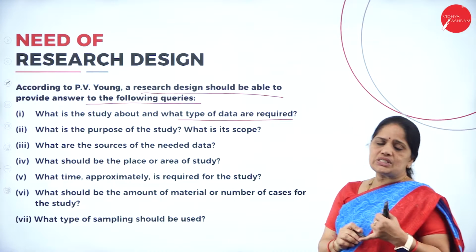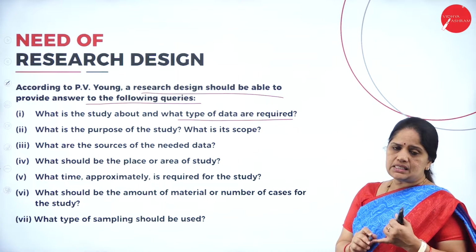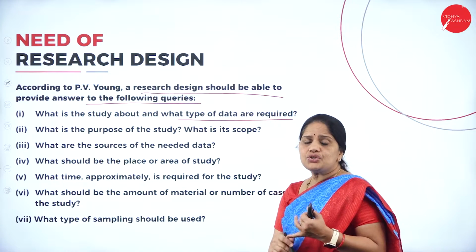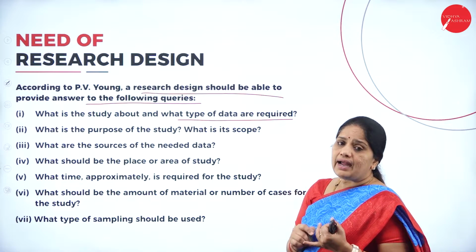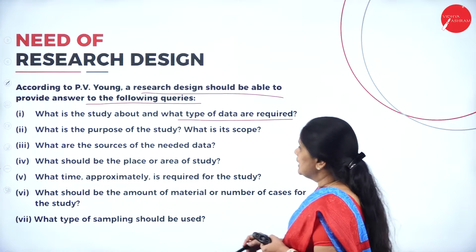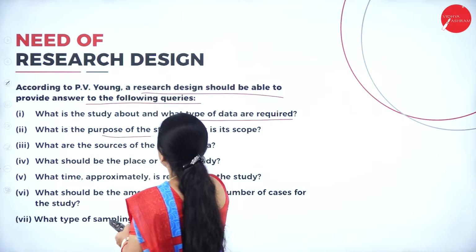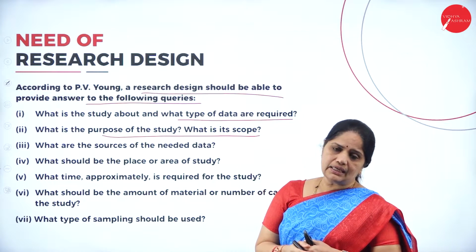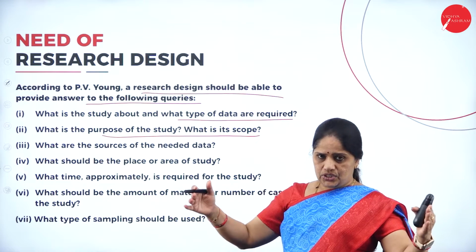So, the first question which is to be answered in a research design is, what is the actual problem of the research? What is the issue for which we are doing the research and what is the data needed for this kind of a research? Then, what is the purpose of the study and what is the scope of the study? Why are we undertaking the research and what are the limitations of the scope?